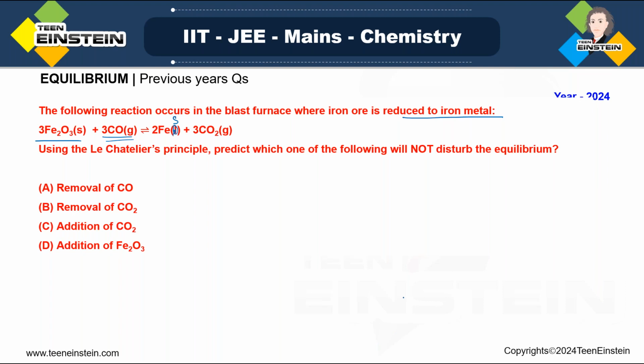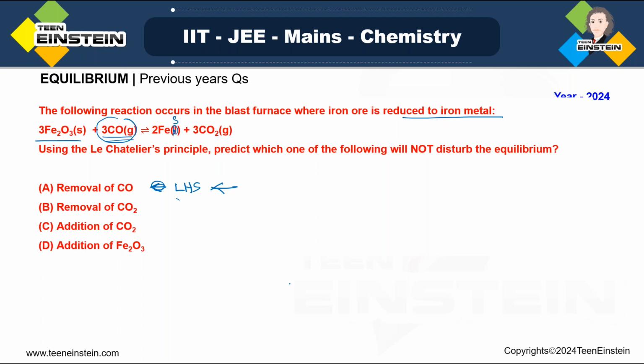First option is saying removal of CO. Now when you are removing CO from the medium, the concentration of CO will decrease. So the equilibrium will try to shift towards left hand side. Towards left hand side, the equilibrium will shift. Okay, better write in this way. Because you have already removed CO, the equilibrium will try to maintain the same concentration of CO.